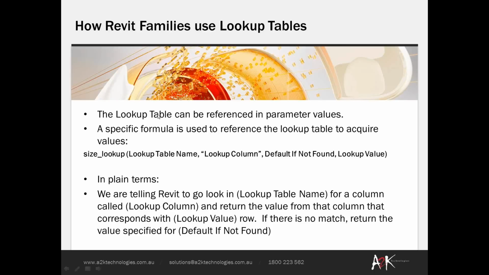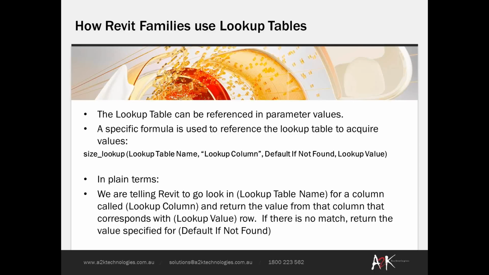The lookup table can be referenced in parameter values. A parameter can have a formula that is referencing or looking for that lookup table to use. There's a specific formula that is used to reference these lookup tables, and that formula is this one here: size_lookup, lookup table name, comma, lookup column, default if not found, lookup value. All right, so that's all well and good, but what does that mean?